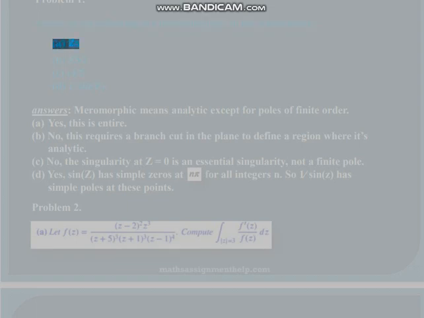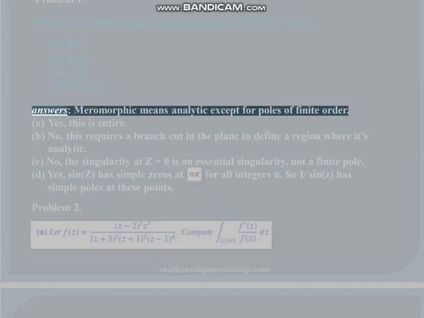Problem 1. Which of the following are meromorphic in the whole plane? A. z^5, B. z^(π/2), C. e^(π/z), D. 1/sin z. Answers. Meromorphic means analytic except for poles of finite order.